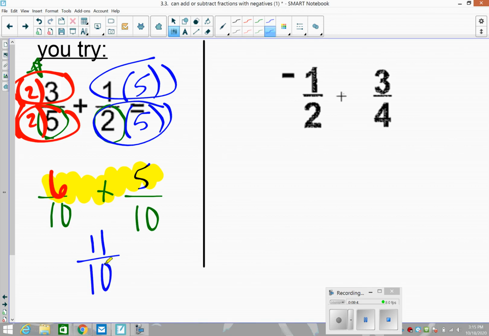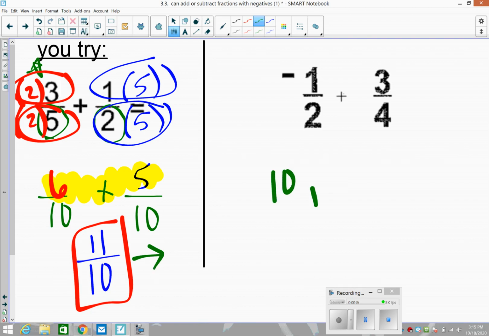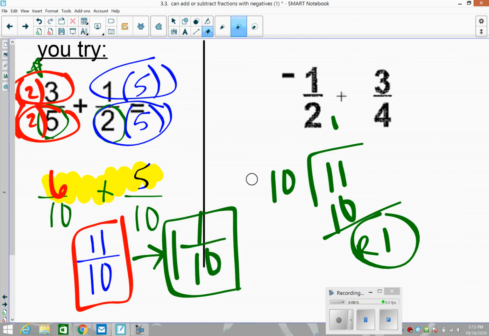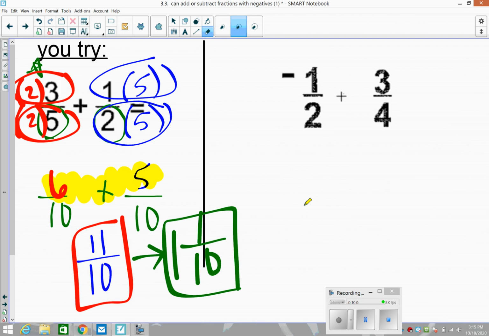11/10. Now that's fine for an improper fraction answer, but I'm going to convert that to a mixed number. So 10 goes into 11 1 time. The remainder on that is 1. So 1 and 1/10. So those are the 2 possible answers in red box or green box. If you love it, heart it. If it's just okay, box it in.